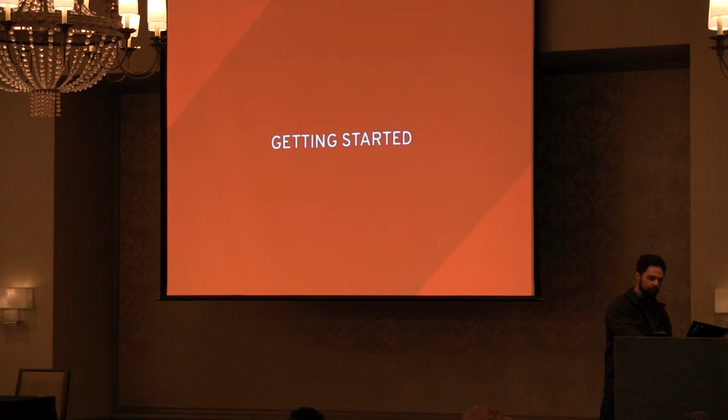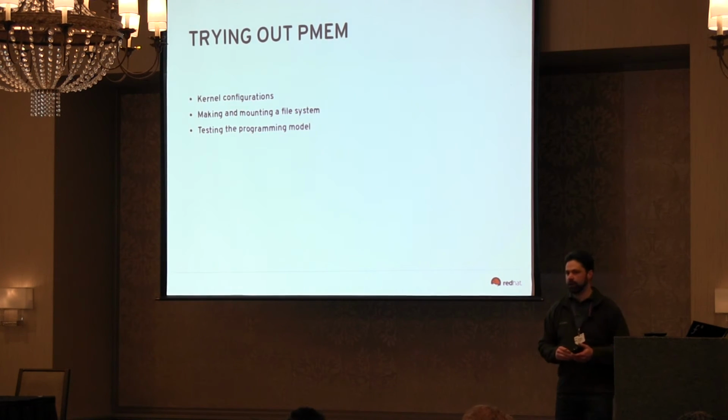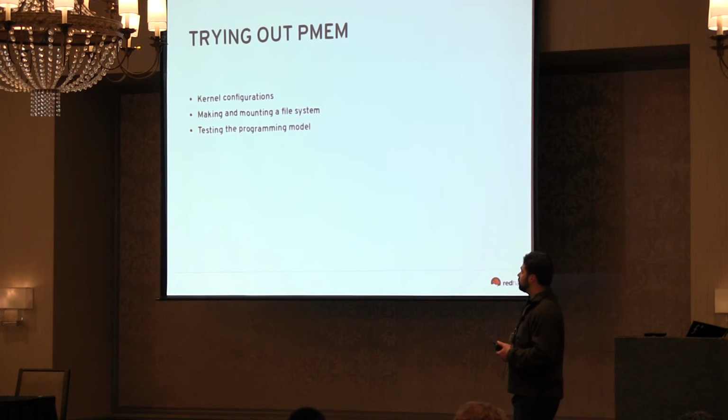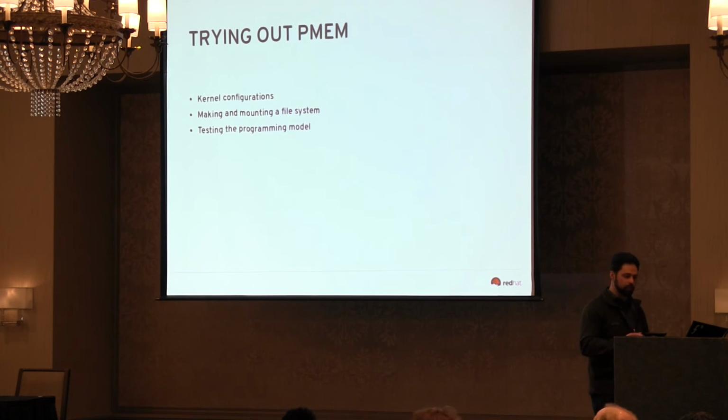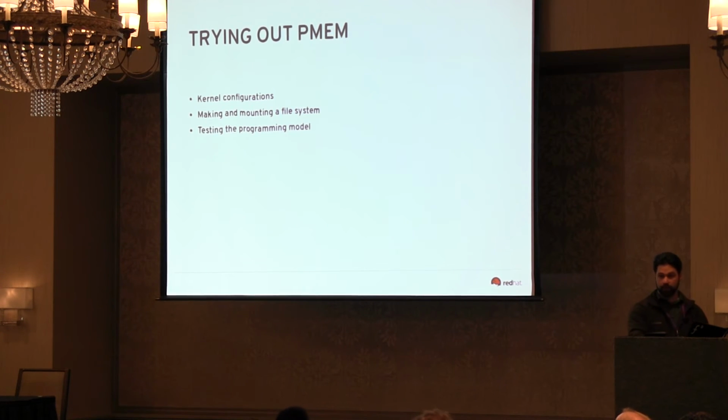So, getting started with persistent memory. There's a few things that you need to do. I'll go through the kernel config options, how you create and mount a file system, and then how you would actually write an application to make use of it.